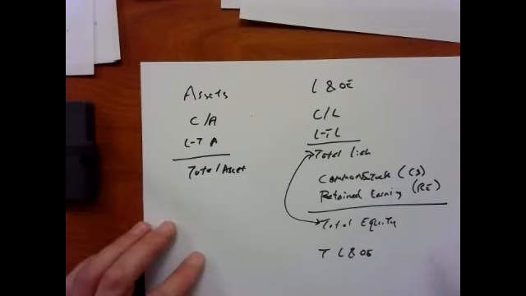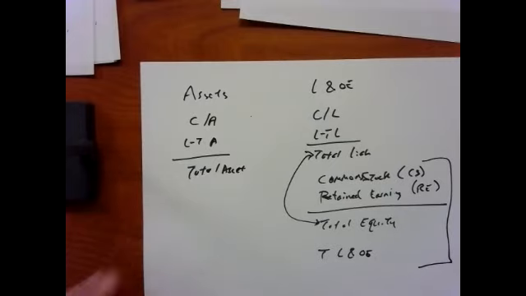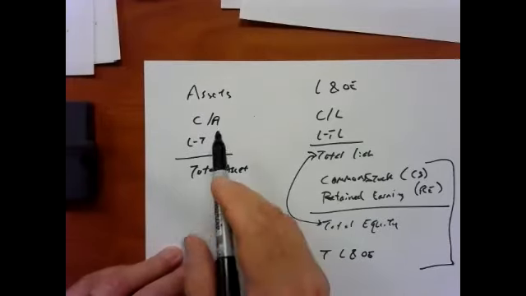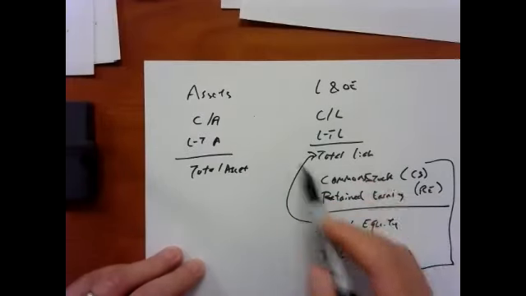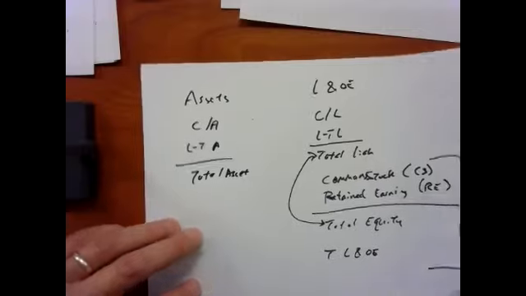The difference between a for-profit entity and a not-for-profit entity is that the owner's equity section is going to look different. The assets are going to look the same for a not-for-profit. The liabilities section is going to look the same for a not-for-profit. The difference is going to be in the statement of equity.